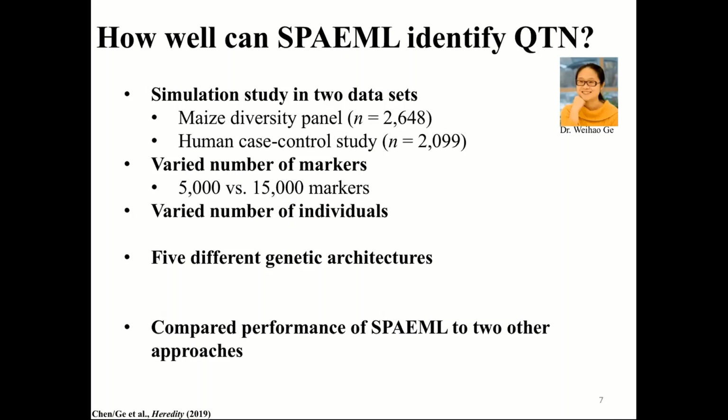And then we varied the number of markers in which to test SPAMEL on. So 5,000 versus 15,000. And again, we would randomly select these markers, a subset of these markers, to be QTN with either additive or epistatic effects underlying our simulated trait. We varied the number of individuals, sample size of 300 small, but we wanted to see how SPAMEL performed with small sample sizes. And then we did 5 different configurations of number of QTNs and their effect sizes, 2 of which I'll highlight in this presentation.